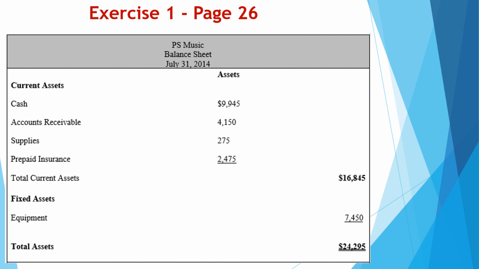So 16,845 plus 7,450, and we have the total assets equal 24,295.